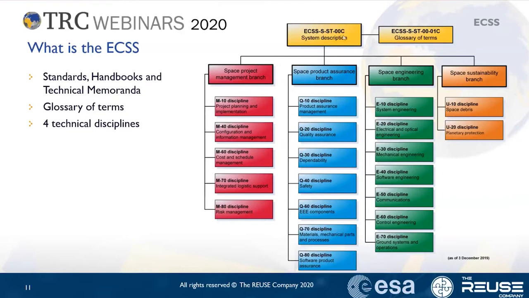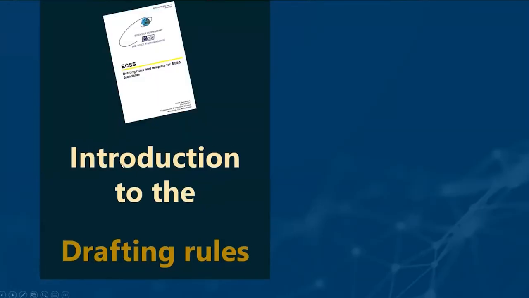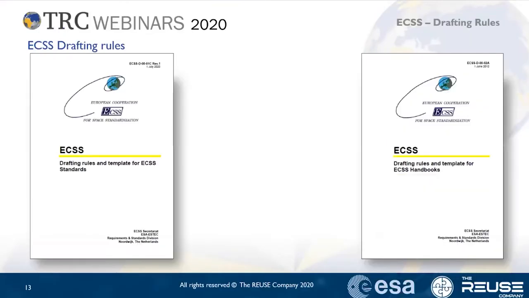Then together with this, you can see four different branches of standards, standards for project management, for product assurance, for engineering, and for sustainability. It makes a large number of standards and also a large number of handbooks and other documents under these four disciplines that you can see here in the slide. So let me just focus on two specific documents, which are the drafting rules. These drafting rules are elaborating a number of recommendations on how to write standards and how to write handbooks.